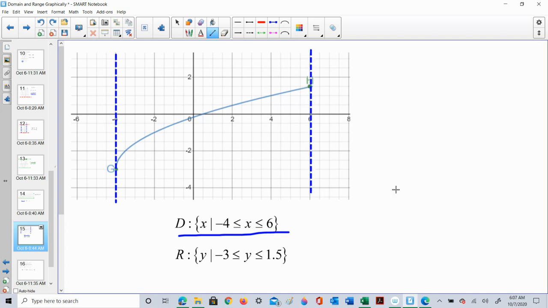And our range is between -3 and about 1.5. You really got to kind of look at it and see what it is. If that's 0 and that's 2, 1 is here, that's 1.5. So about 1.5. It wasn't exact, but close enough for government work.